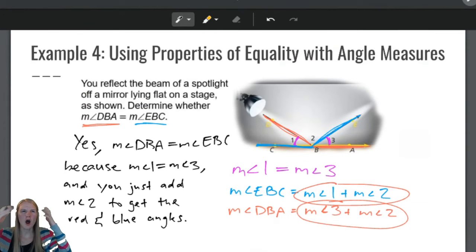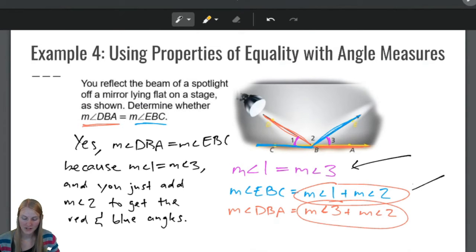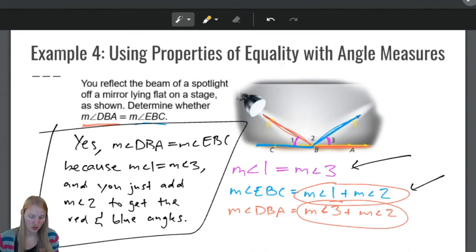So this logic, this reasoning of what do I know? What can I see from the diagram? Now all I need to do is put the pieces together. This logical thinking of what am I given, what steps can I take, this is what math is all about, and this is why I love geometry. So, they just said determine whether they're equal, and I say yes, they are equal for this reasoning.